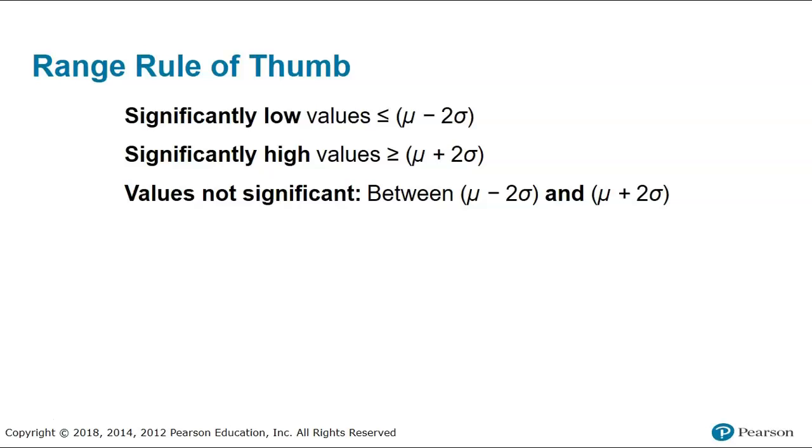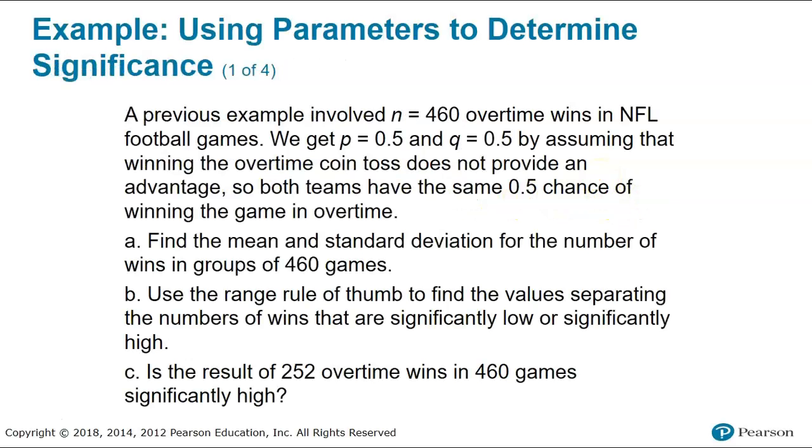It also allows us to quickly find if something's significantly low or significantly high, or not significant at all. If it's significantly low, then it's less than or equal to the mean minus 2 standard deviations. If it's greater than or equal to the mean plus 2 standard deviations, then it's significantly high. And if it's between those, then we consider it not to be significant.